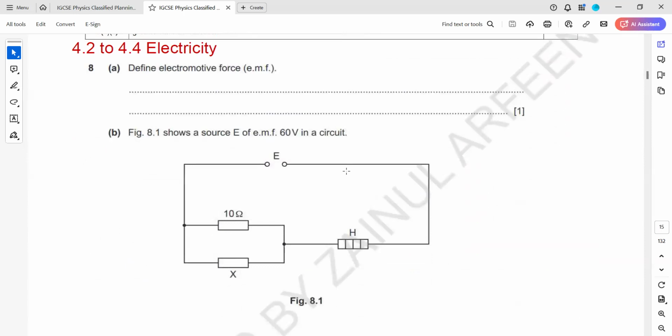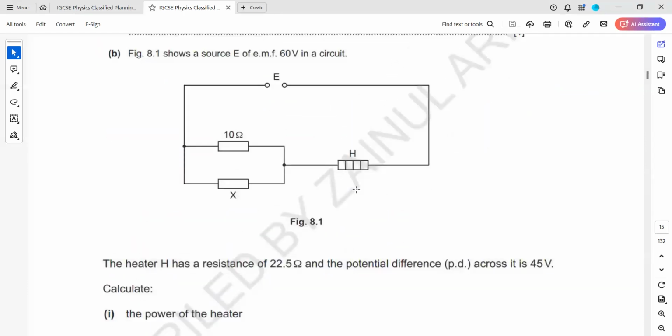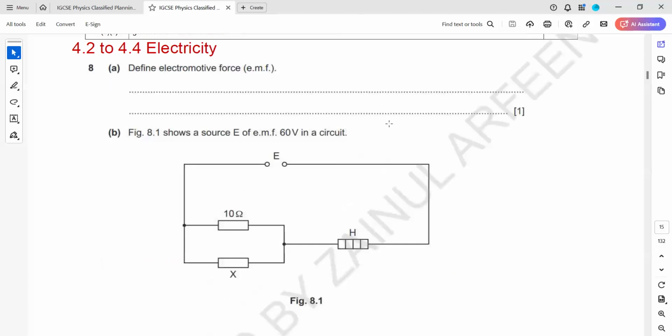Define EMF, electromotive force. What is EMF? It is the work done on a unit charge to move it around a closed circuit, or the energy needed to move 1 coulomb of charge around a closed circuit when chemical energy changes to electrical energy. Learn the standard definitions. I have shared the file related to definitions. So try to learn the standard ones, because these are free marks. You should learn them and then write the same answer.